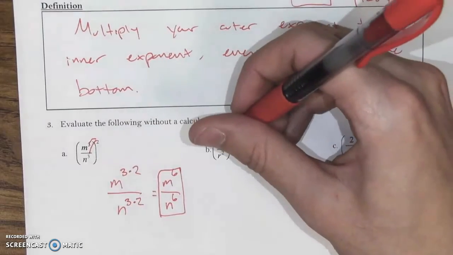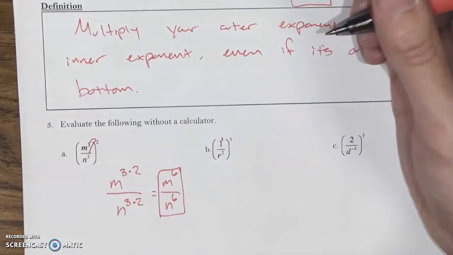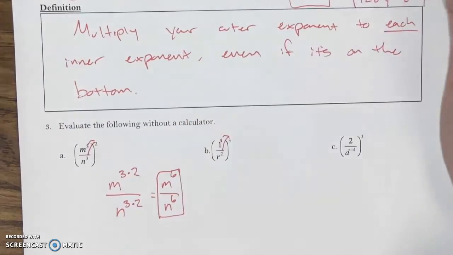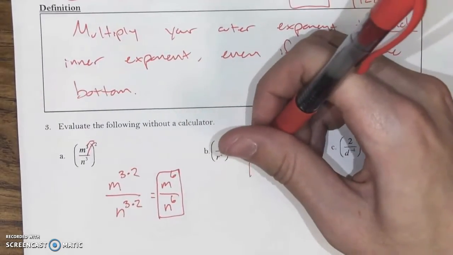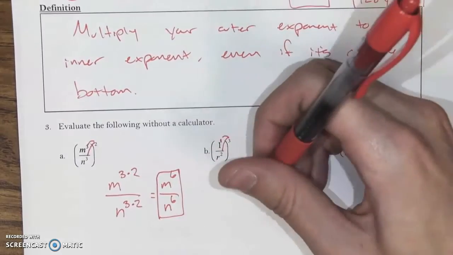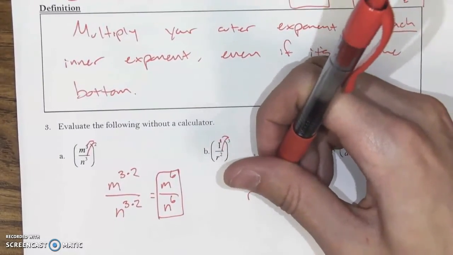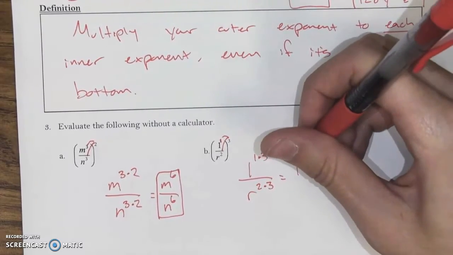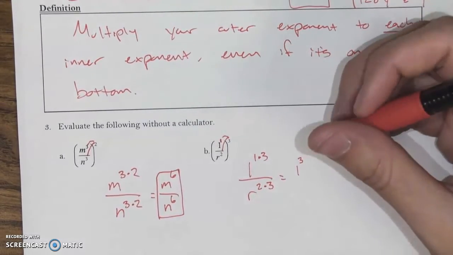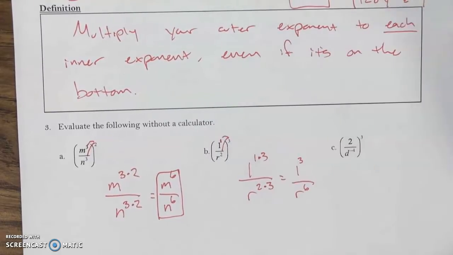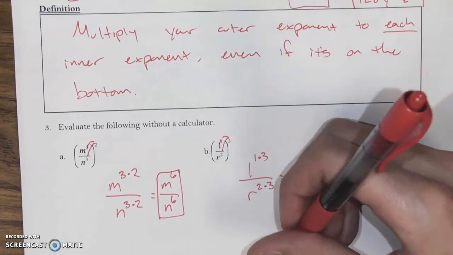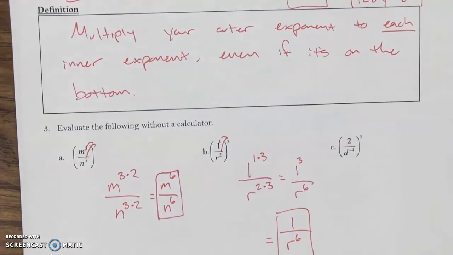This one here, there's no exponent written here, so remember we can write a 1 as the exponent, and then we can distribute like normal. So we have 1 to the 1 times 3, and we have r to the 2 times 3. 1 to the 1 times 3 is 1 to the 3 over r to the 6th. Well, we can evaluate this here. 1 to the 3, or 1 cubed, is just 1. So we have 1 over r to the 6th.